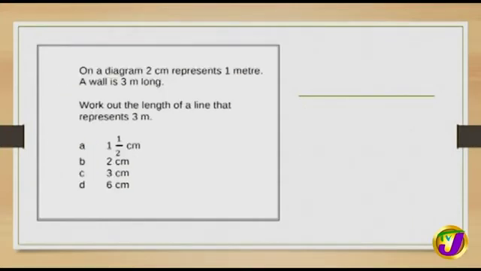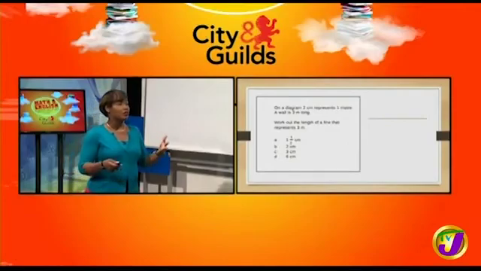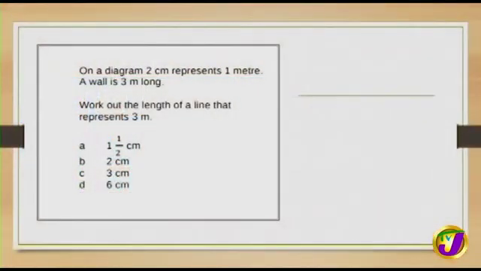On a diagram, 2 centimeters represents 1 meter. So the scale can change. The scale is now different on this particular diagram. On a diagram, 2 centimeters represents 1 meter. A wall is 3 meters long. Work out the length of a line that represents 3 meters.